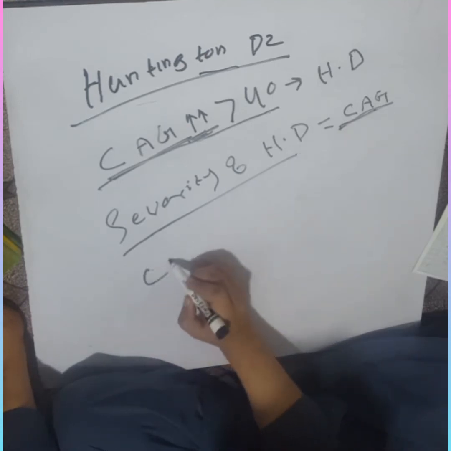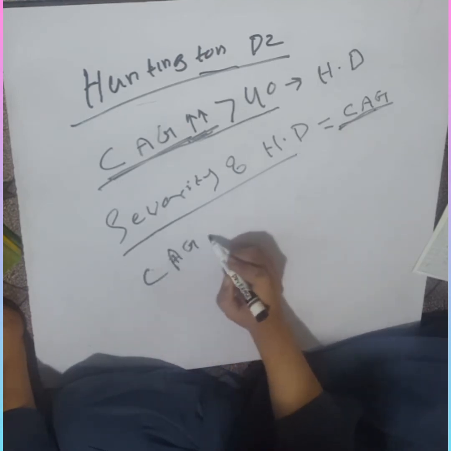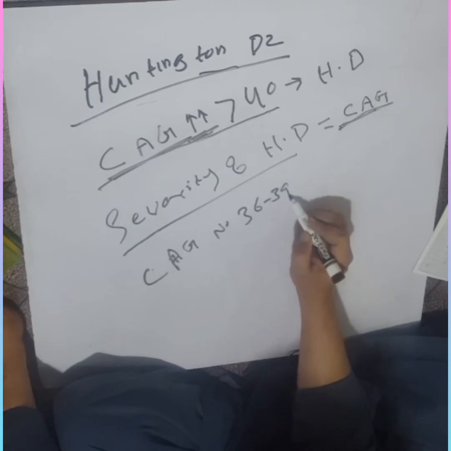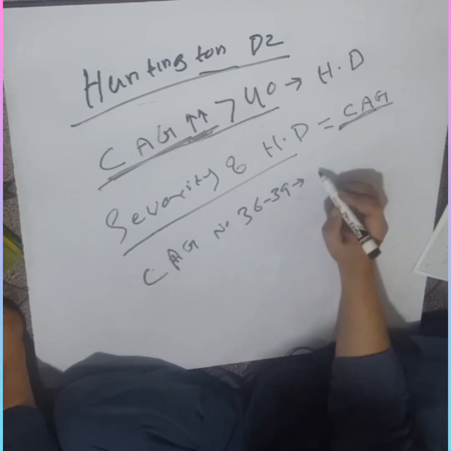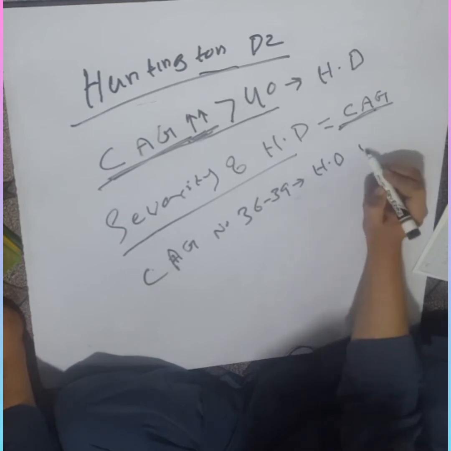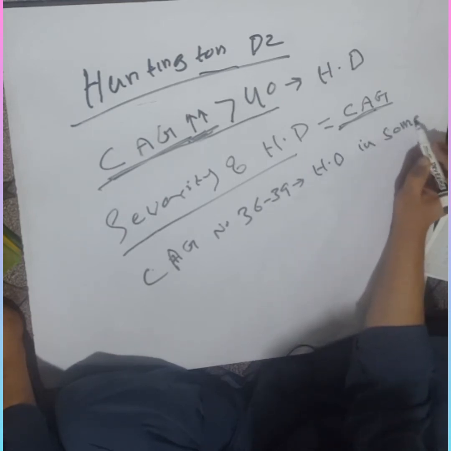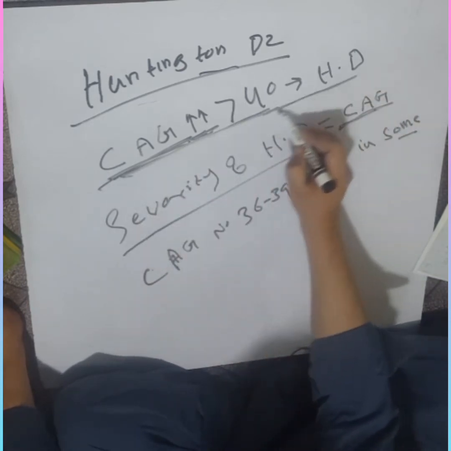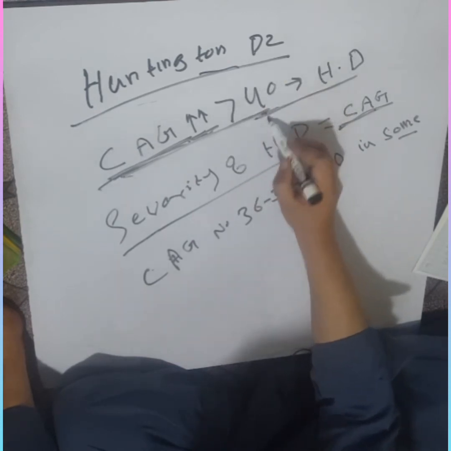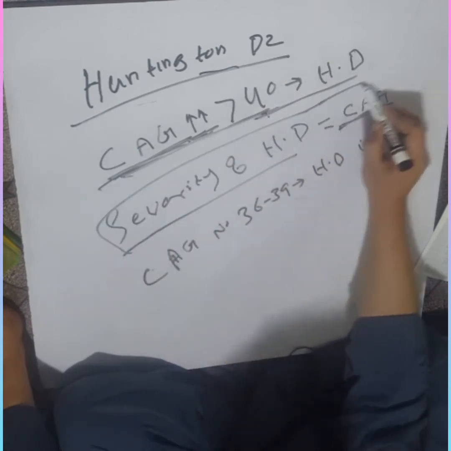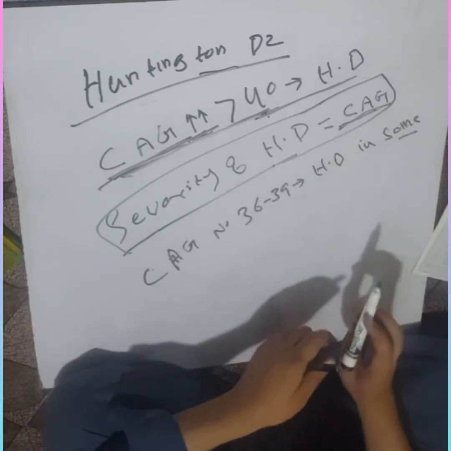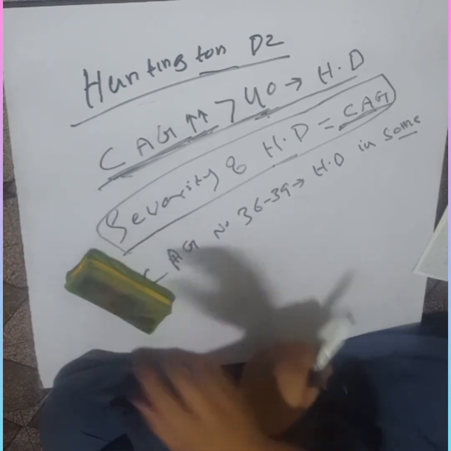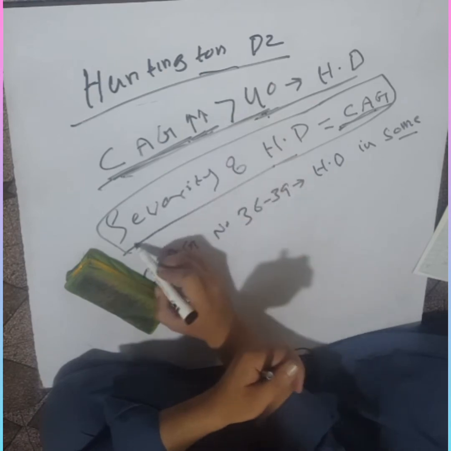When the CAG repeat sequence number ranges from 36 to 39, they cause Huntington disease in some patients, but not all. But when the number of CAG increases greater than 40, Huntington disease develops. The severity of the disease depends on the number of CAG repeats. The larger the number of CAG, the more severe the disease.